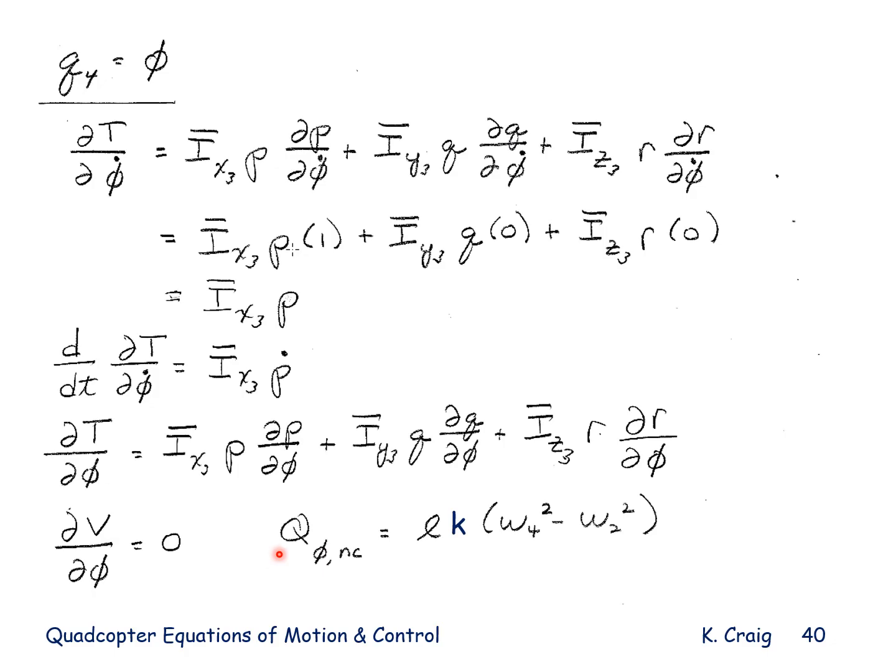The non-conservative generalized moment associated with the generalized coordinate phi is given by this moment, which is the moment associated with the roll coordinate phi. And this is the moment equation.